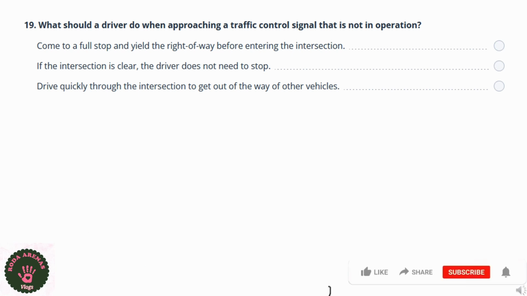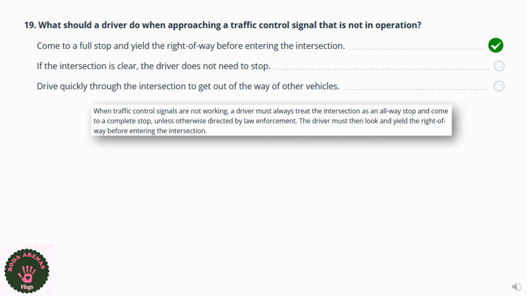What should a driver do when approaching a traffic control signal that is not in operation? Come to a full stop and yield the right of way before entering the intersection. If the intersection is clear, the driver does not need to stop. Drive quickly through the intersection to get out of the way of other vehicles. The correct answer is come to a full stop and yield the right of way before entering the intersection.